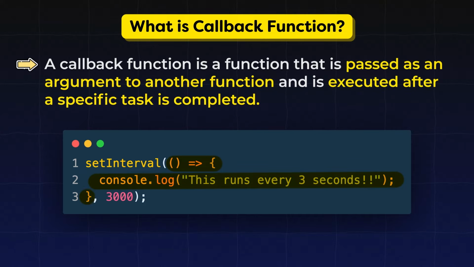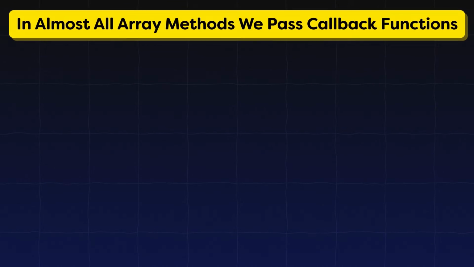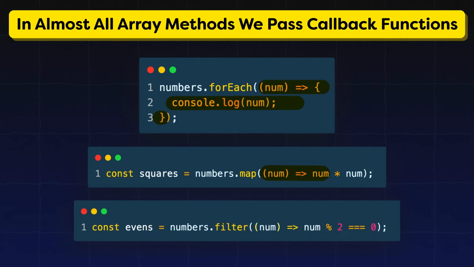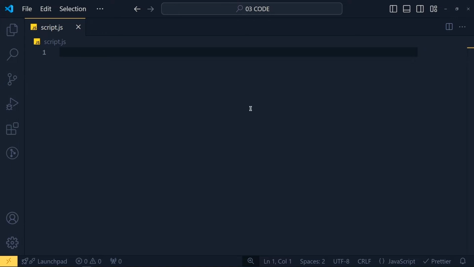Now let me give you another example. In almost all array methods, we pass callback functions, like in the forEach method, map method, filter method, etc. In all these methods, we pass a callback function. Now let's create one function and pass it as a callback function, because in the real world, we need to pass callback functions a lot. So let's see this with a simple example.